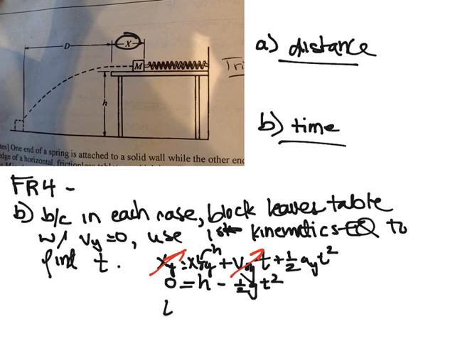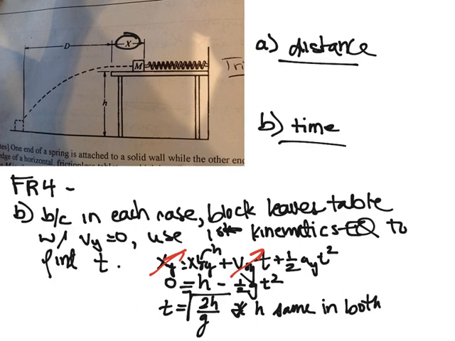We can solve for t. So I'm going to bring 1/2 gt squared to the other side. I'm going to multiply by 2, so I have 2h. I'm going to divide by g, take the square root, and I have, in both cases, t equals root 2h over g. Okay, so I know that h is the same in both cases, so t is also the same.